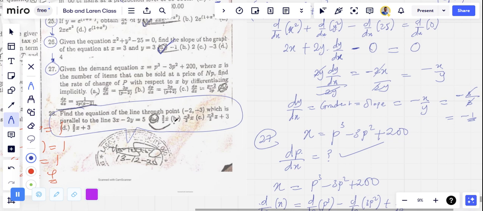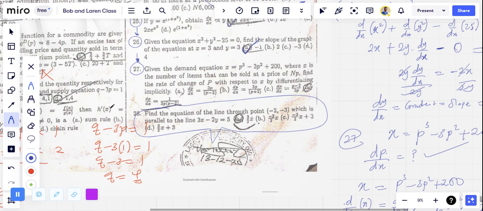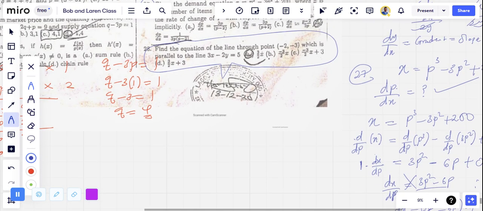So for question number 28, I gave you this as an assignment the last time. I believe you've done that, right? For that 28, it's not something that is really hard. I have minus 2. I have this point given, which is parallel to this. So let me write out the equation of the line first. I'll make y the subject of the formula. I have 3x minus 5 is equal to 2y.